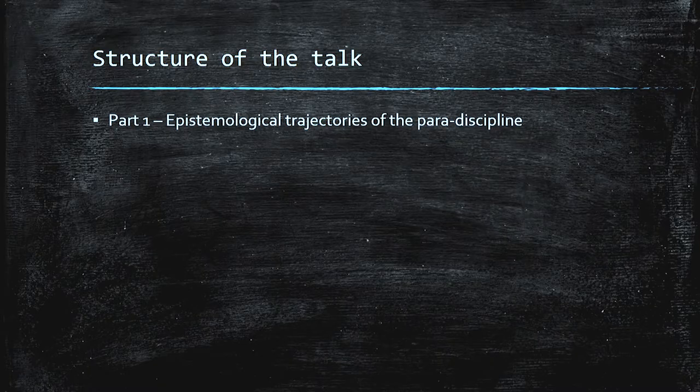I don't want to say a discipline because it's not a discipline, and maybe it's not becoming a discipline. I hope so. It's something else. My structure of the talk has five parts. One is that I want to speak a little bit about the epistemological trajectories of this, so to say, para-discipline, like para-psychology or para-physics. It's something which is not very confirmed. It's not producing truth, not producing maybe knowledge which is recognized all around other research disciplines.